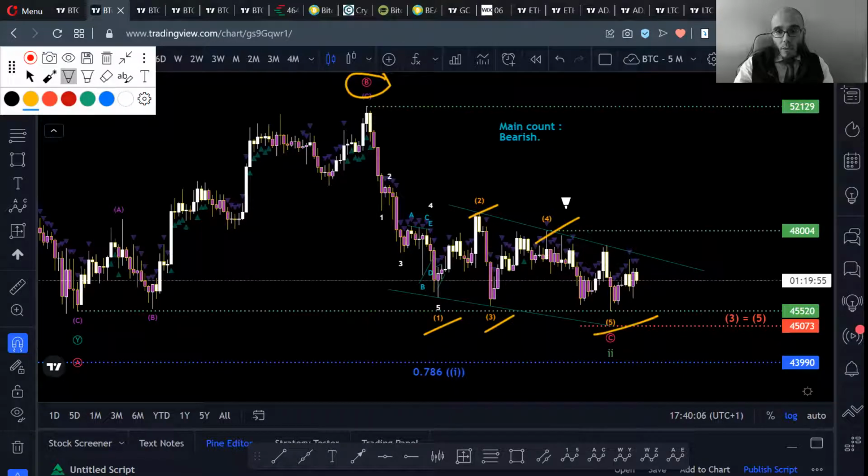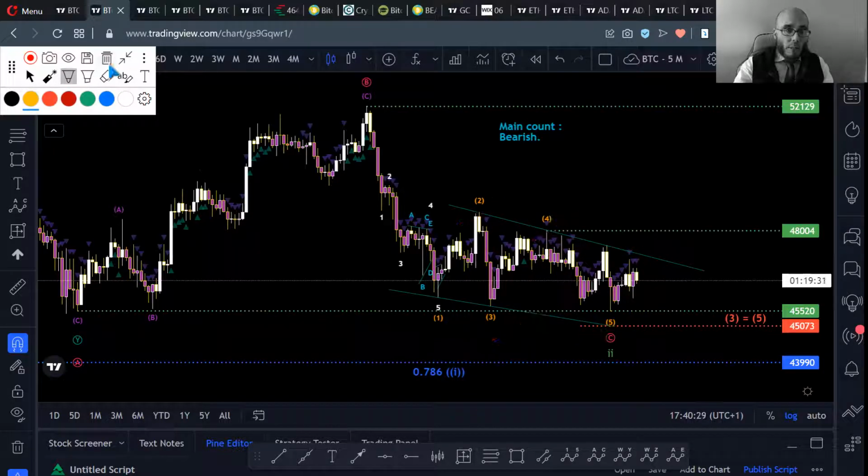And as you can see, wave 4 is entering the price territory of wave 1. So there's an overlap between wave 4 and wave 1. And when that happens, you have a diagonal. So here we have a diagonal, wave 1, 2, 3, 4, 5, with wave 1 being extended.